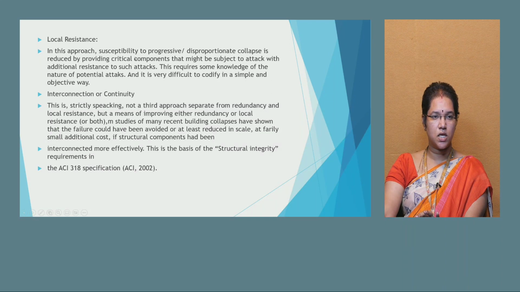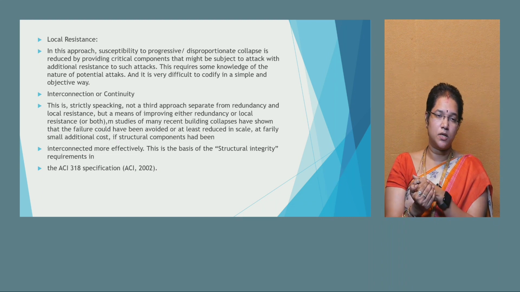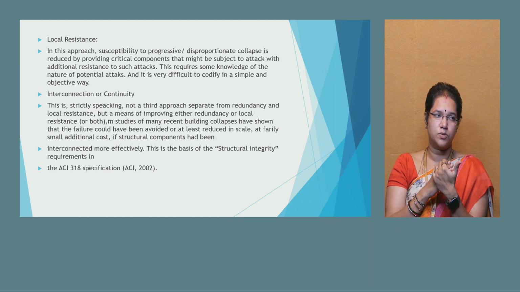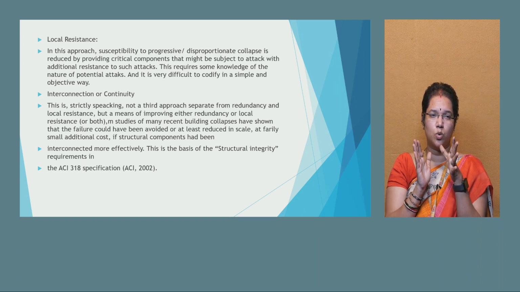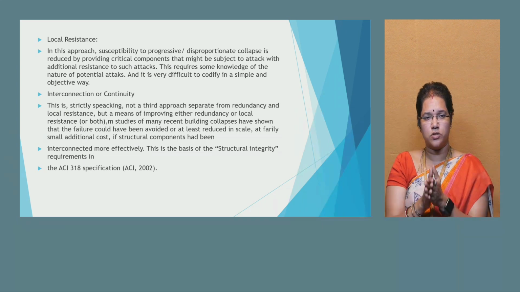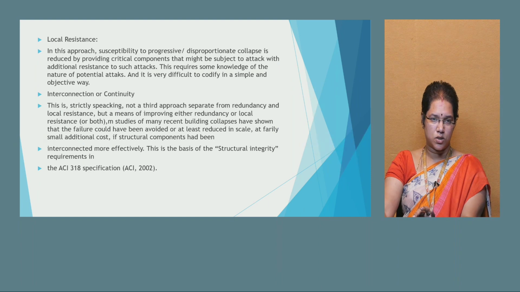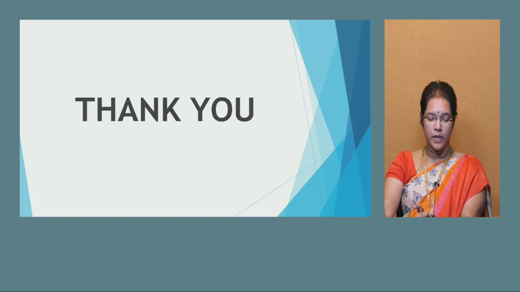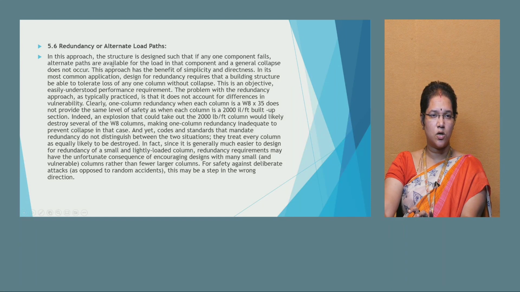Local resistance, in the approach to subsequent progressive disproportionate collapse, requires that the structure, when subjected to an attack, has additional resistance, such as for environmental exposure, the local nature of the soil, and the nature of the material. Were these parameters taken or not? If they were not taken into consideration, then definitely there will be a loss. The basic structural integrity requirements will also be taken, mostly redundancy or alternative load paths. In this approach, the structure is designed such that if any one component fails, alternate paths are available for the load in that component and a general collapse does not occur.